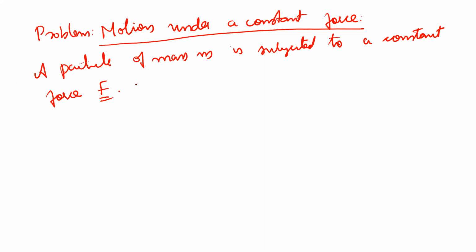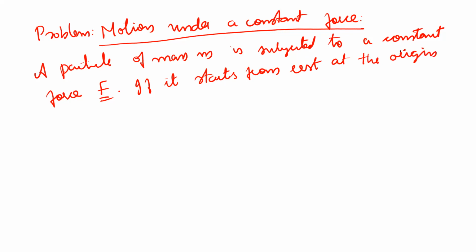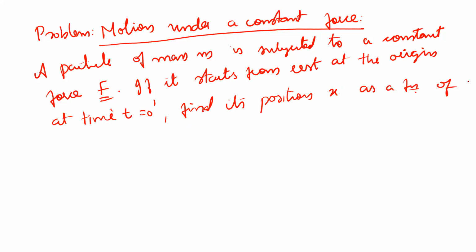If it starts from rest at the origin at time t equal to 0, so the initial condition is given, find its position x as a function of time. Now, how do we do this?